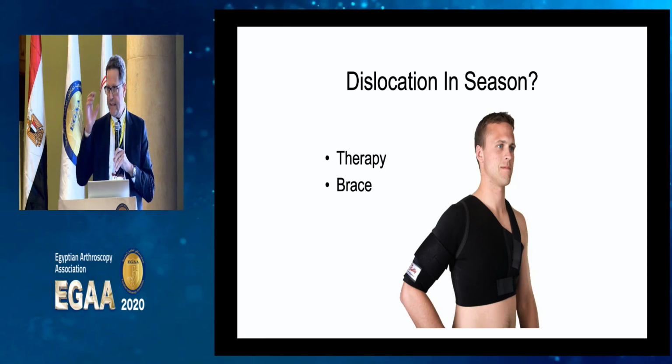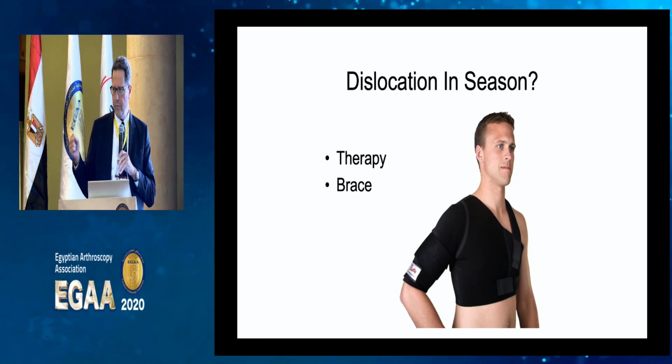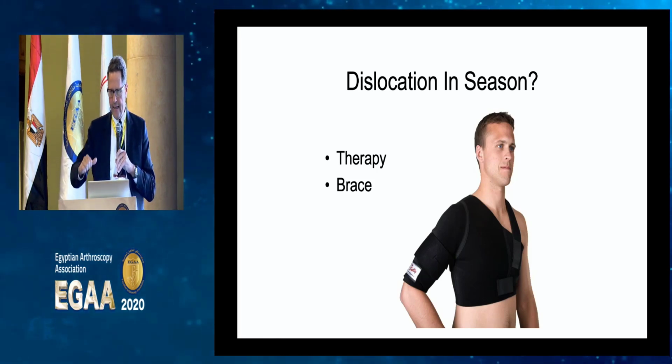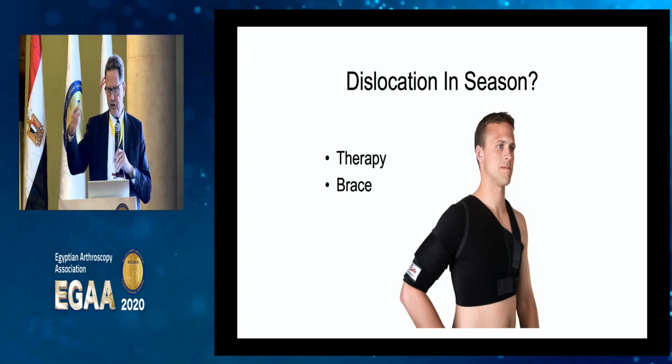If they dislocate in season, typically we will put them in a brace. If you have a basketball player during the playoffs, or a football player, if they can go in a brace like that, it can help keep them from abducting and externally rotating the shoulder, and then surgery after the season is over.